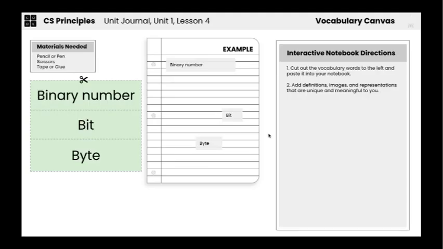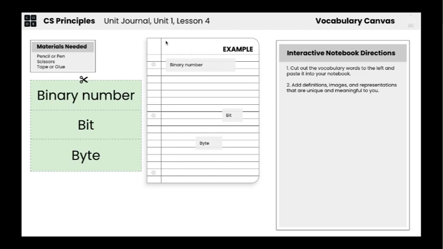Okay, so I want you to set up your journal like this, where you have binary number, bit, byte, and then at the very bottom, put decimal. We would cut these out and glue them into our journals, but instead, we're going to just write them in there, and then you can count them as headers. Don't forget to set up your journal.